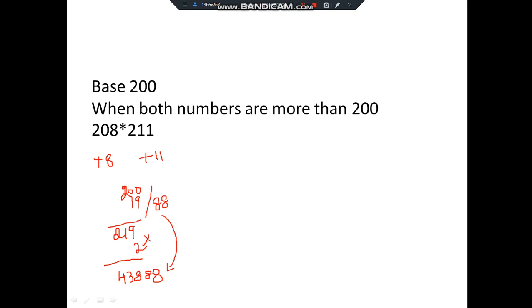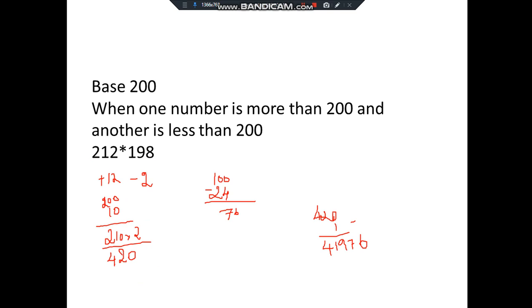Next possibility is when one number is more than 200 and another is less than 200. See the question, 212 into 198, which is plus 12 and minus 2 from 200. Now add both, you will get 10. And multiplying both you get minus 24. As I told, we need only positive numbers, so we have to just subtract it from 100.